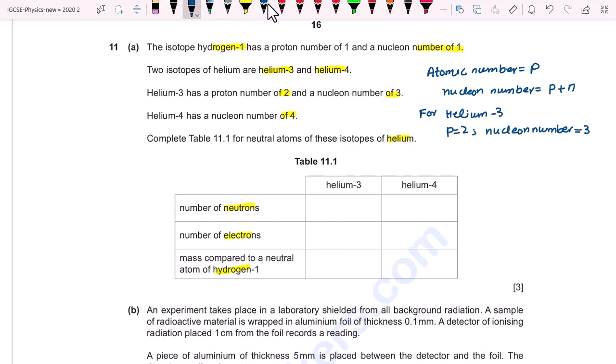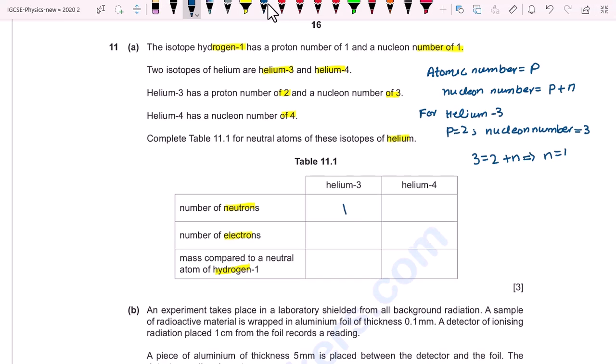You can see from this formula that nucleon number is equal to protons plus neutrons. I put the nucleon number for helium-3, which is 3, so I write here 3 is equal to the number of protons for helium, which is also 2, plus n. So I get n is equal to 1, which means that the number of neutrons in helium-3 is 1.